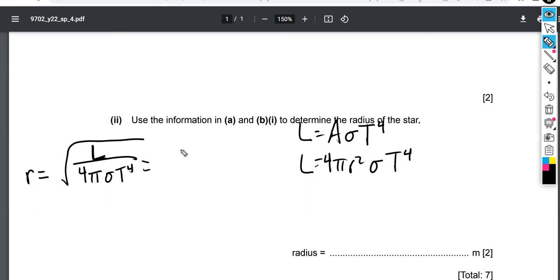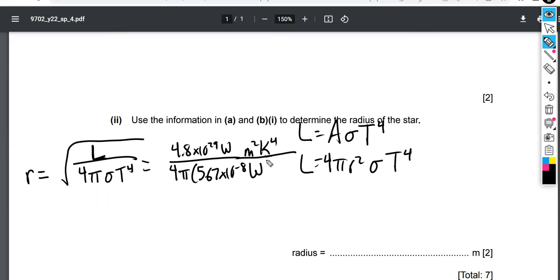So substituting in some values now, we have 4.8 by 10 to the 29 watts over 4 pi sigma. Stefan Boltzmann constant is 5.67 by 10 to the negative 8, and the units are watts per meter squared per Kelvin to the 4th. And then the temperature for the distant star, you may recall, was 6,744, about 6,700. So we have to raise that to the 4th power, and then take the square root of all of that.